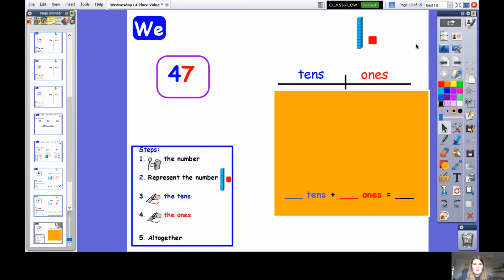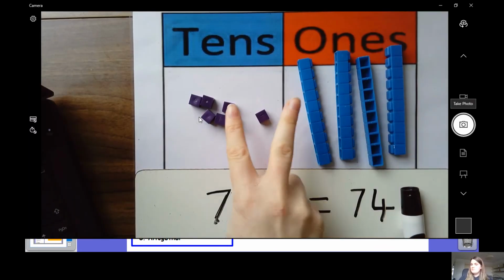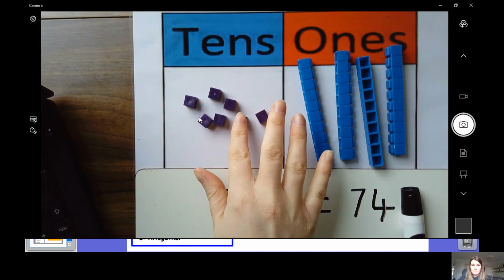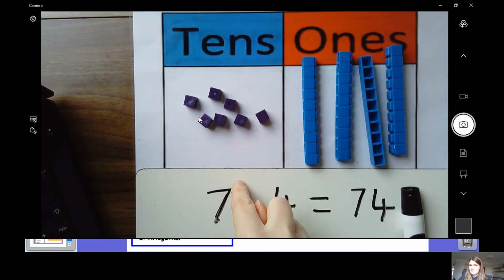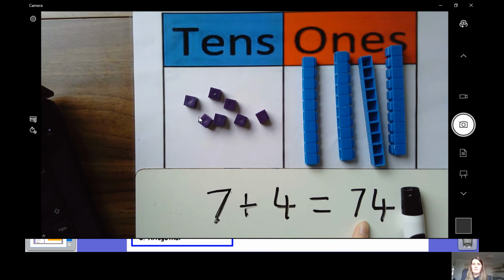Fantastic. I've had a go. You've had a go. Let's see what we got. Okay, so I put my tens in and I put my ones in. So the number we were using was 47, right? Okay, so I found out that I had 7 tens and I had 4 ones. So my answer was 74. Oh. What did I do wrong?